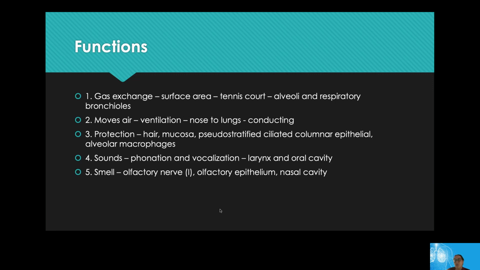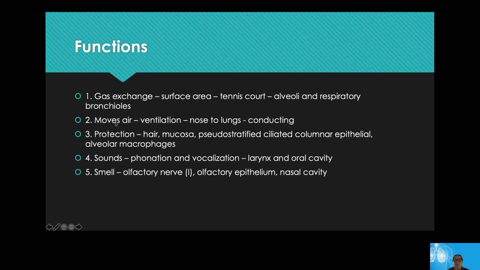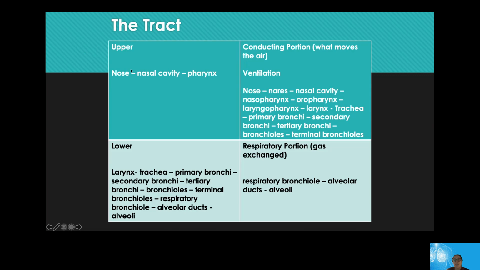The functions of the respiratory system, shown as the big 5 here, happen at different places in the respiratory system. So the entire tract itself is broken down for you on this slide. There are 2 ways we can look at this system. We can look at it upper versus lower tract, or we can look at it conducting versus respiratory. These are 2 different ways of looking at all the same organs, but the conducting versus respiratory view helps us relate back to the first 2 functions. The respiratory would be the function of gas exchange, and the conducting would be the function of moving the air, or ventilation.